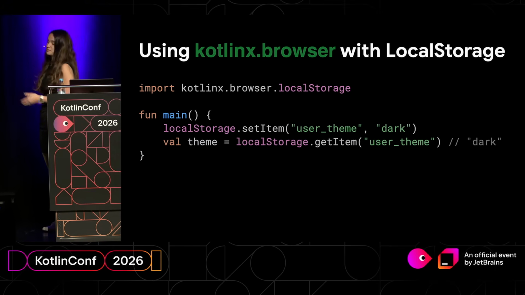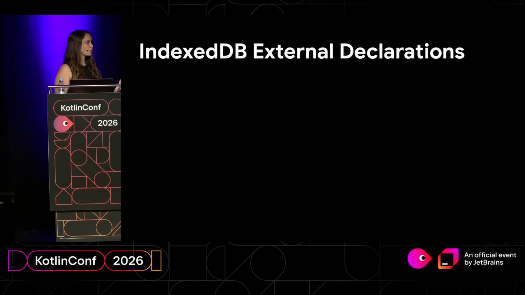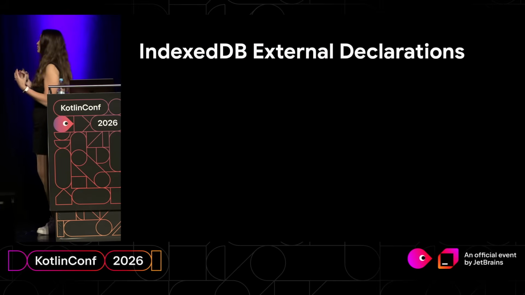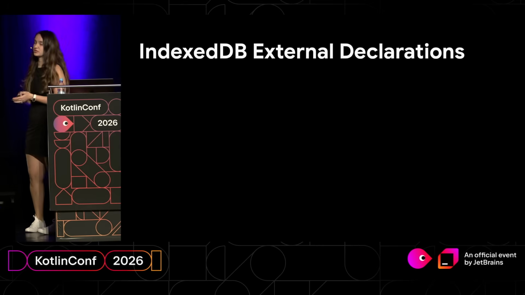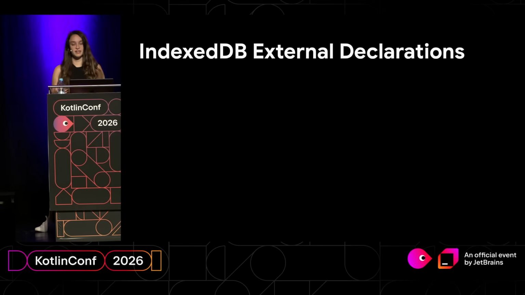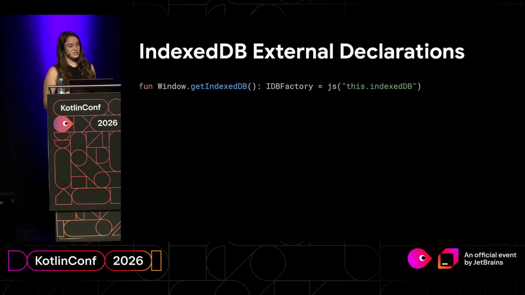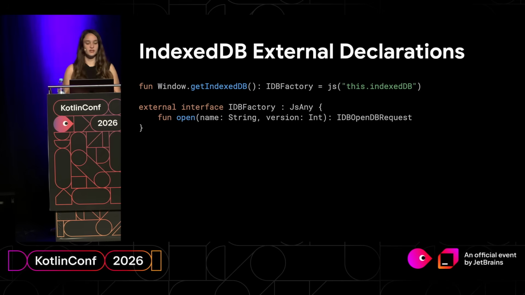Pretty straightforward. Things get a little bit more complicated when you try to do this with IndexedDB. IndexedDB doesn't have any out-of-the-box APIs that are shipped from Kotlin X browser. This means that we need to do the external declarations that I just mentioned for interoperability. So how we do this, in this case, is we get an IndexedDB from the window, which will allow us to open a database.